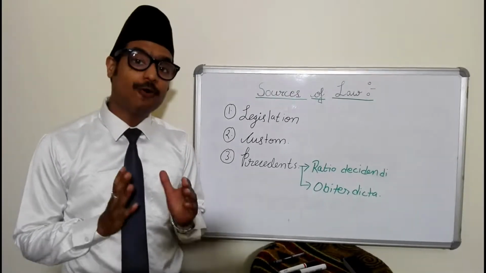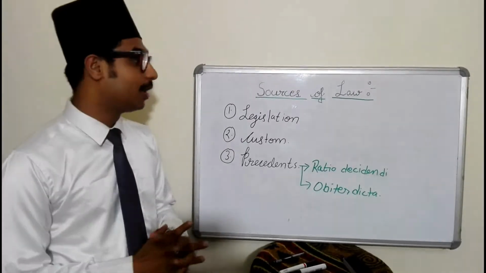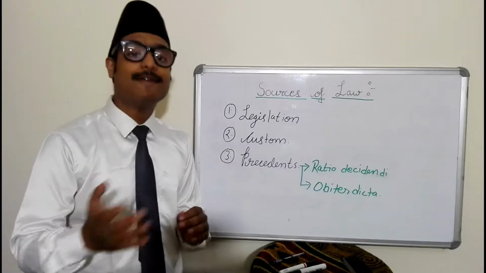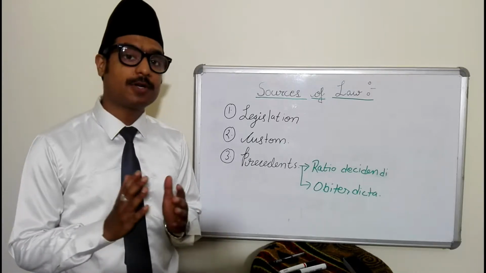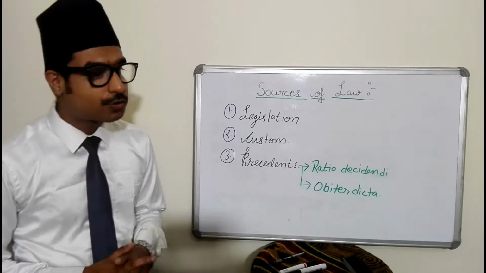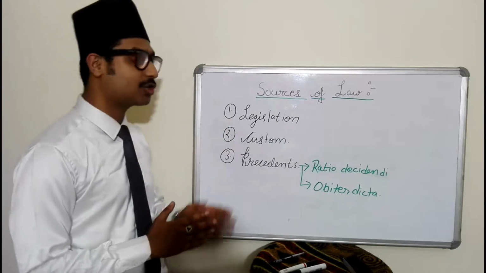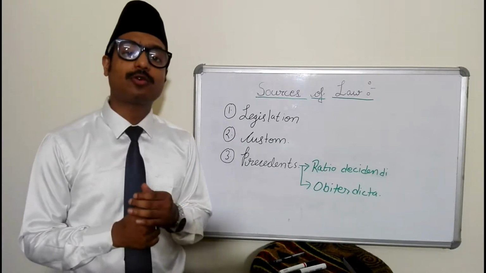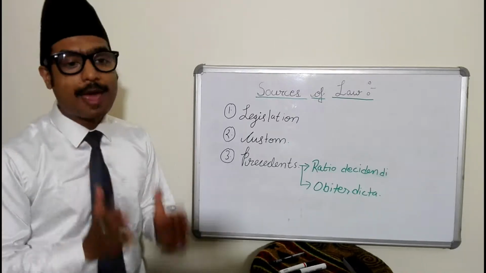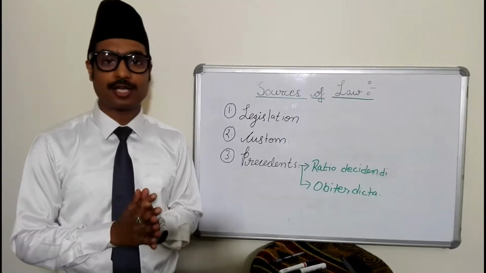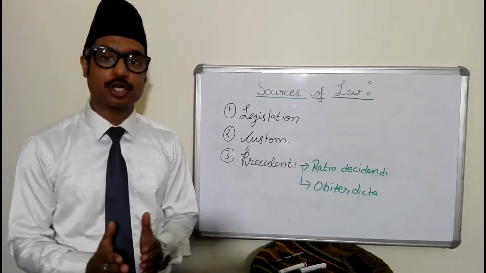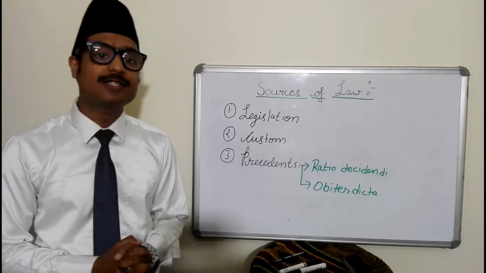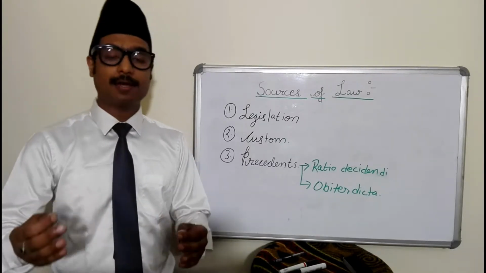Now we shall be discussing what the sources of law are. We'll be discussing 14 sources of law, out of which the three major sources will be discussed first, and the other 11 sources shall be set up into a formula for your ease. So the first source of law is legislation. There are two types of legislation: primary legislation and delegated legislation.